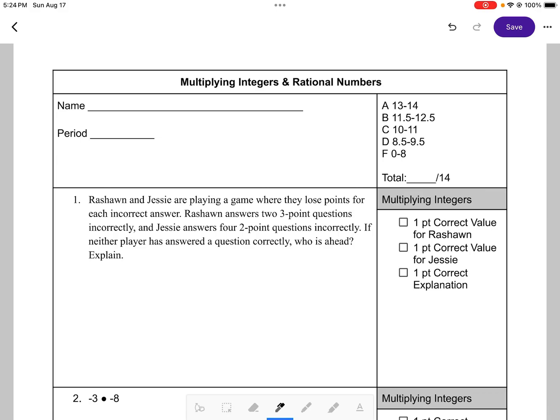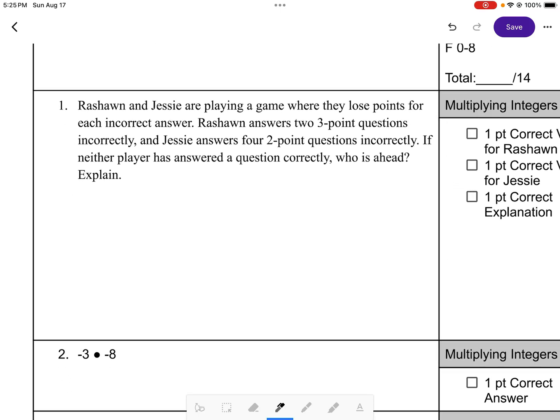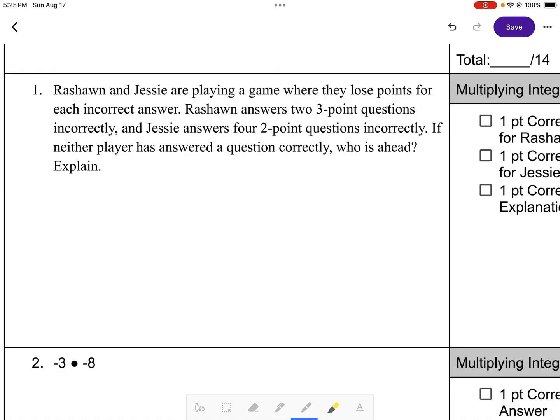Hi friends, today we're going to look at our multiplying integers and rational numbers quiz. And we're going to start with number 1. Remember, when we talk about word problems, it's always important to highlight key pieces of information.